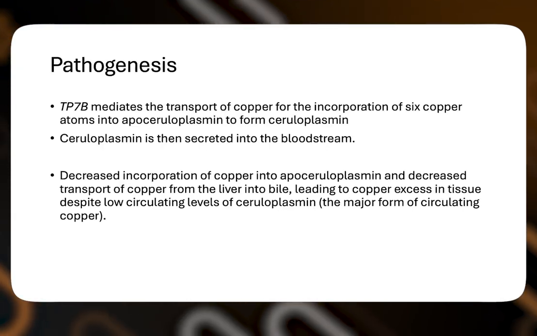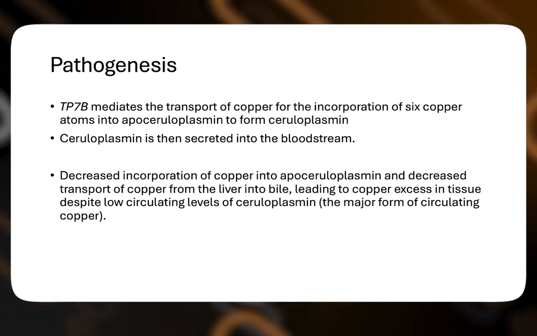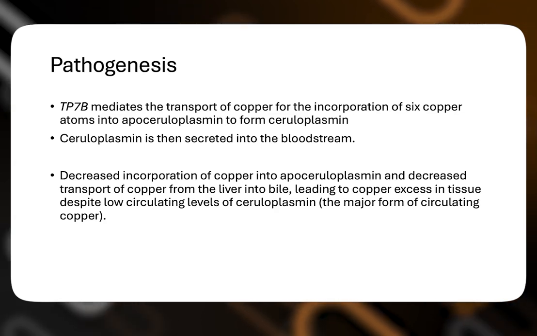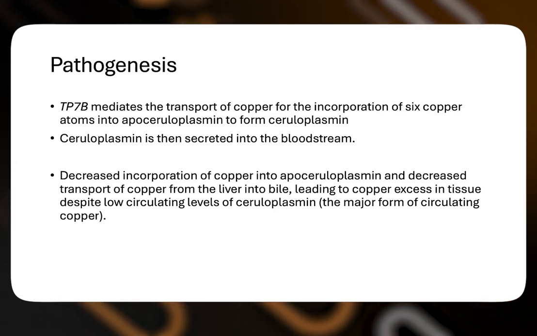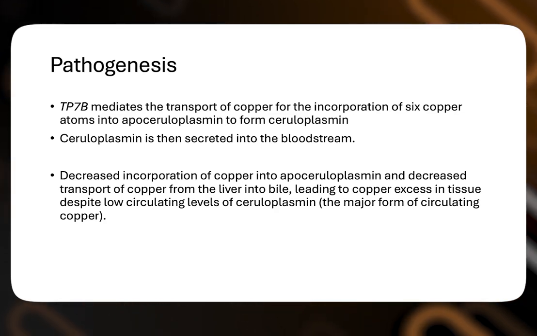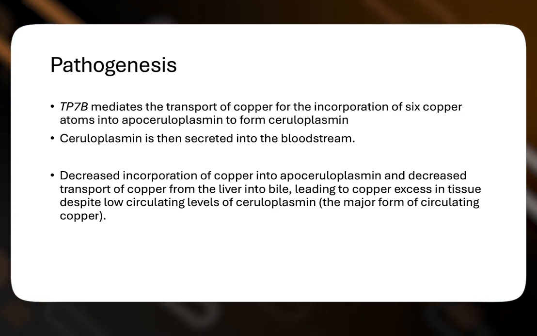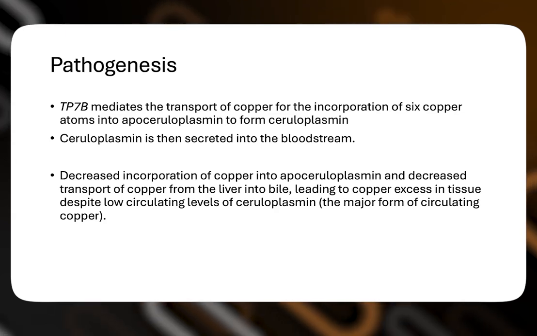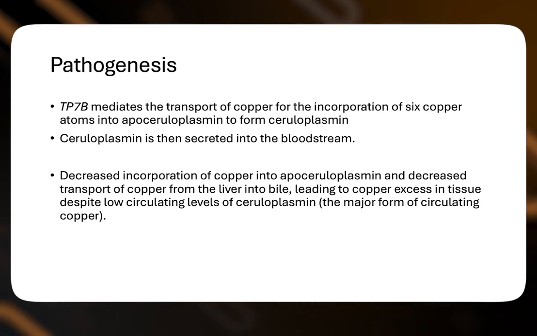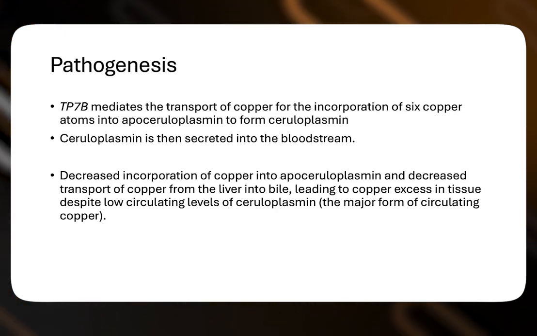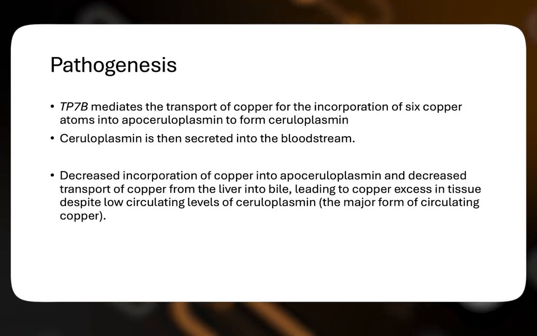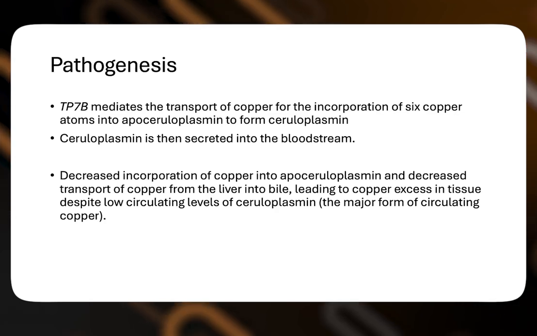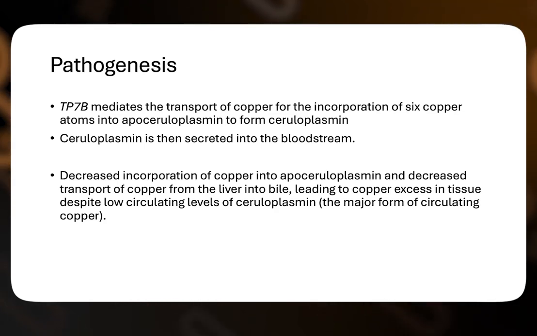Pathogenesis. ATP7B mediates the transport of copper, which turns apoceruloplasmin into ceruloplasmin, and then ceruloplasmin is secreted into the bloodstream. This is the normal metabolism of copper. When the gene mutation is there, the transport of copper is prevented. If the transport of copper is prevented, apoceruloplasmin cannot be converted into ceruloplasmin, and that leads to excessive copper spillage in the blood.